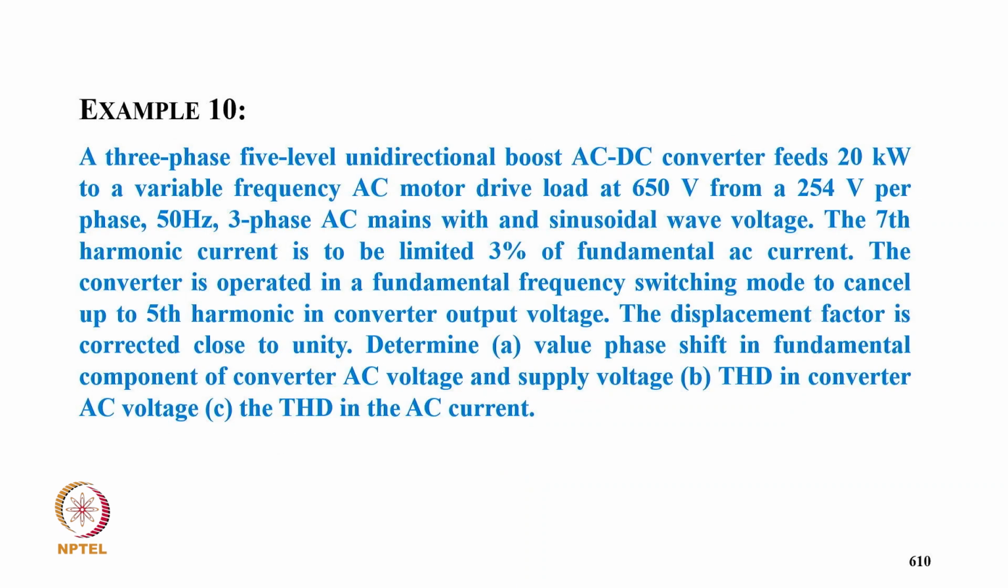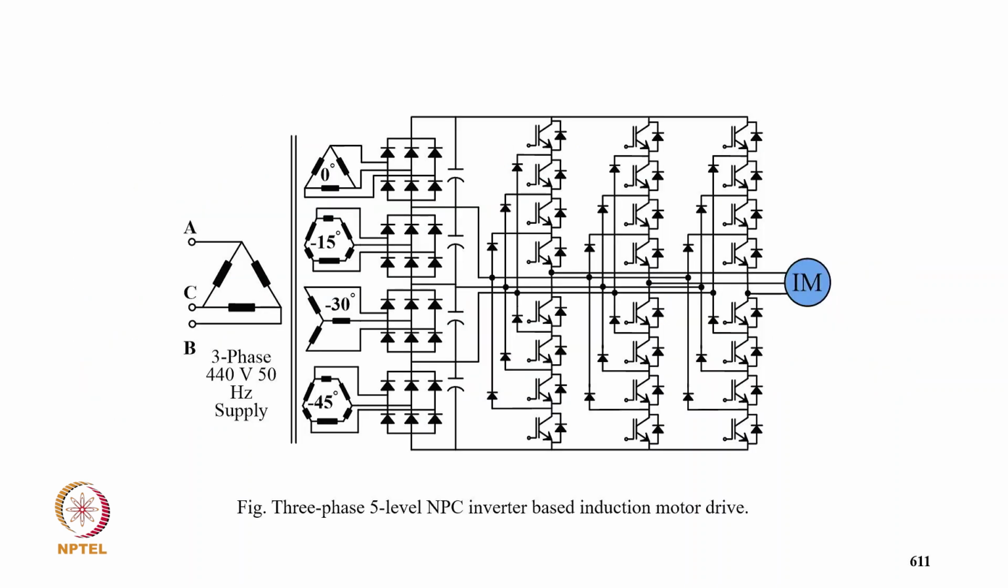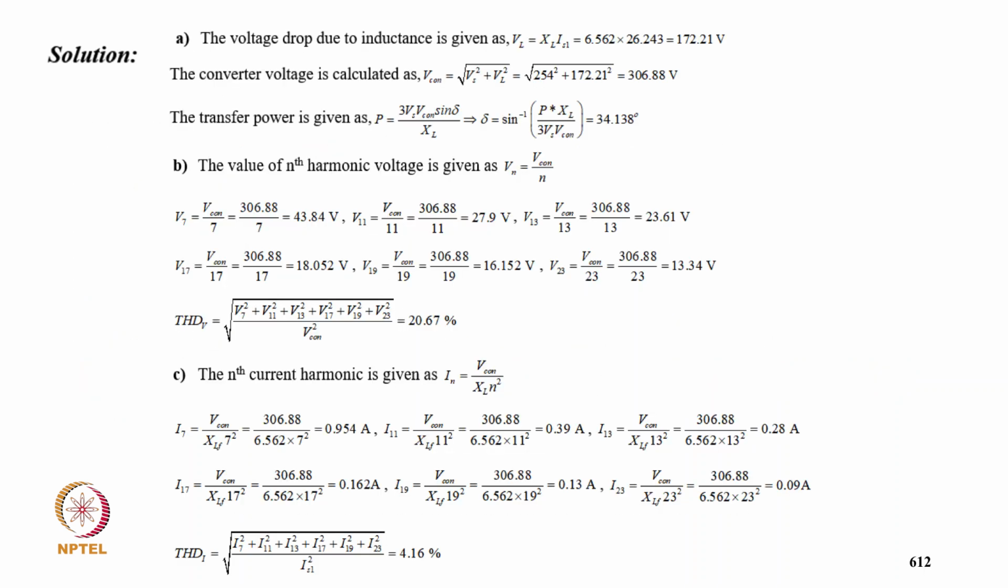Coming to example 10, the 3-phase 5-level unidirectional converter with 10 kilowatt feeds a variable frequency AC motor drive at 650 volt from 254 volt per phase 3-phase AC mains and sinusoidal voltage. The 7th harmonic current is to be limited to 3% of fundamental current, and the converter is operated in fundamental frequency switching mode to cancel 5th harmonics in the converter output, and the displacement factor is corrected to unity. Determine the value of phase shift between converter and supply voltage, THD of converter voltage, and THD of AC current. And this is the 3-level 5-leg converter.